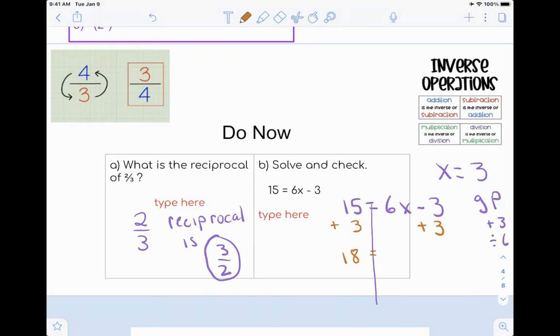Equals, I'm going to have you bring down your 6x. Now you can see your -3 and 3 are opposites or additive inverses. So we've taken care of our first step in our game plan. Now our second step is to divide both sides of the equation by 6.